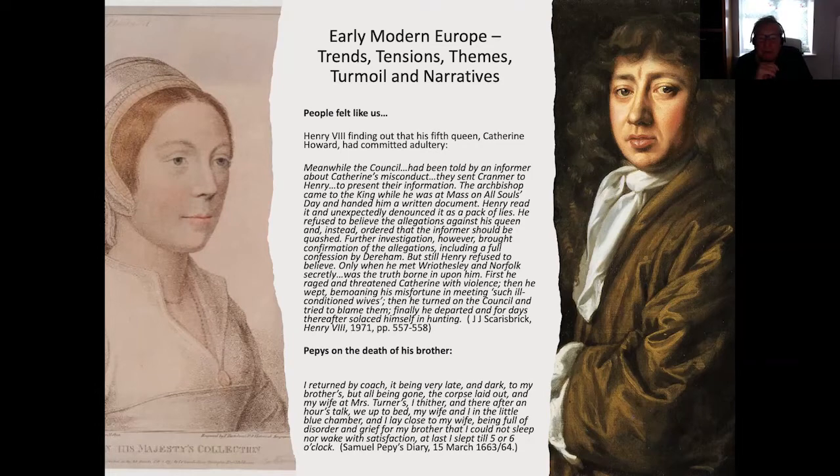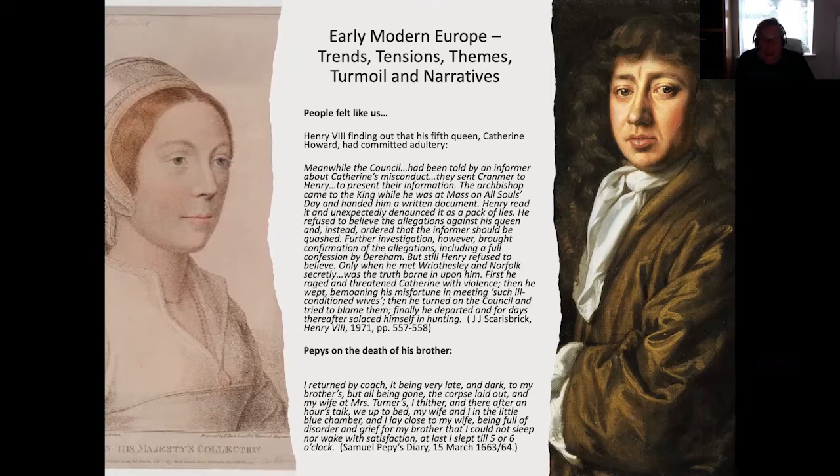Only when he met Rochford, one of his advisors, and Norfolk, the Duke of Norfolk, secretly was the truth borne in upon him. First, he raged and threatened Catherine with violence. Then he wept, bemoaning his misfortune in meeting such ill-conditioned wives. Then he turned on the council, his advisors, and tried to blame them. Finally, he departed, and for days thereafter solaced himself in hunting. So, he was subject to rages of jealousy.